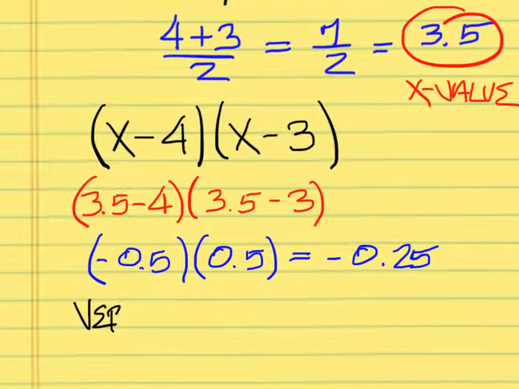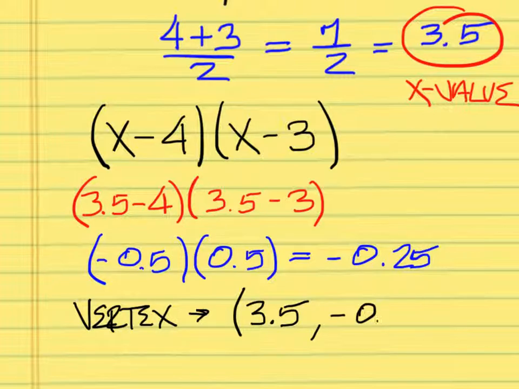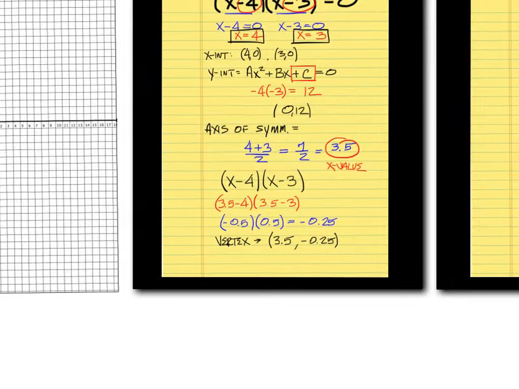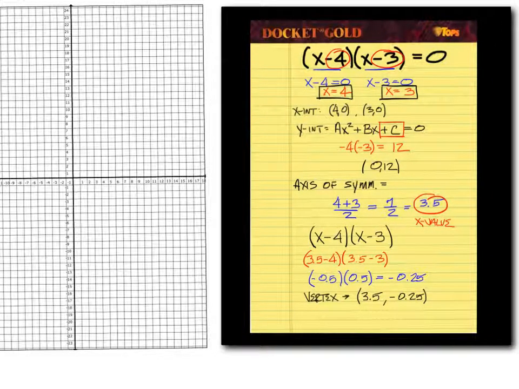So to create the vertex point, you need the x value from the axis of symmetry, 3.5, and then you need the y value that we just found, negative 0.25. Next up, you have to graph it.